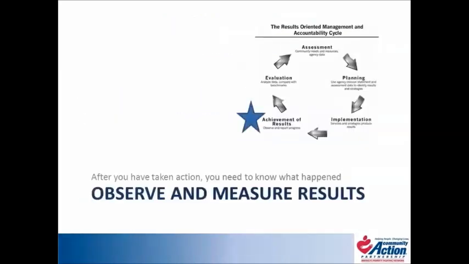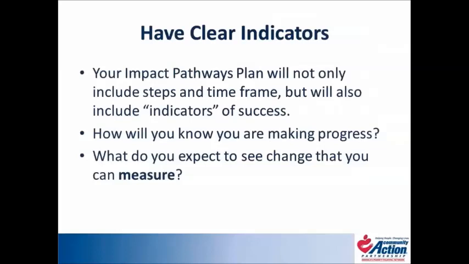All right, and then after you've taken action, you need to know what actually happened. So that's when we observe and measure those results. And so the first part of this is really making sure that we have clear indicators. And so through your Impact Pathways plan, you're going to include steps as well as the time frame, but you also want to include indicators of success. So really thinking through what is success to the organization. How will you know that you're making progress? And then what do you expect to see change that you can actually measure?